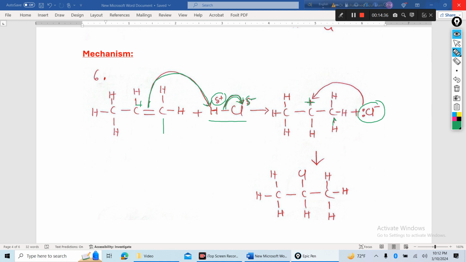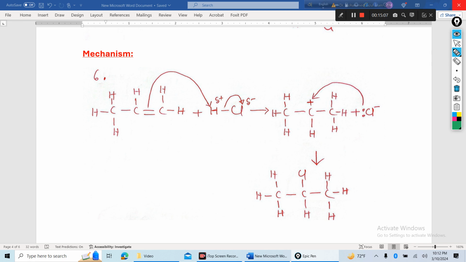or carbocation. Now this positive carbonium ion needs electrons, that's why the chloride ion gives its lone pair of electrons to produce a carbon-chlorine bond. The carbon-chlorine bond is produced, and the product name is 2-chloropropane.